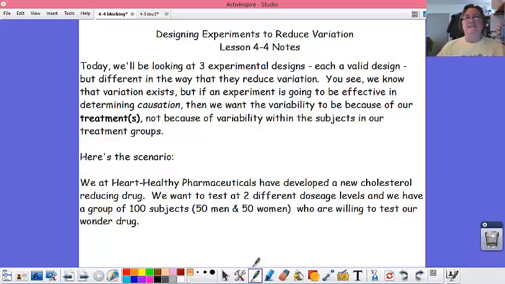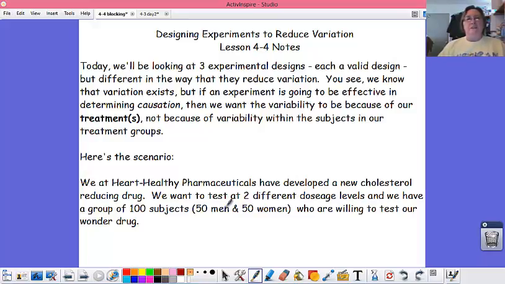And welcome to our last lesson in Chapter 4. Today we'll be talking about ways to reduce variability when you're designing experiments. And we're going to be looking at 3 experimental designs today, each of them valid in their own right, but each of them different in the way that they reduce variation.